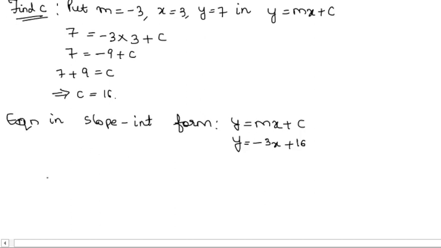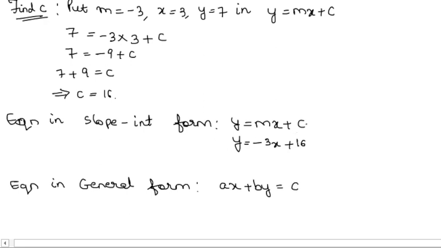Now we have to find the equation in general form also. The general form looks something like ax plus by is equal to c. Now compare these two equations. What is the difference between them? In this equation, we only have y on the left hand side and everything else is on the right hand side. Whereas here we have all the terms containing x and y on the left hand side and only the constant term on the right hand side.